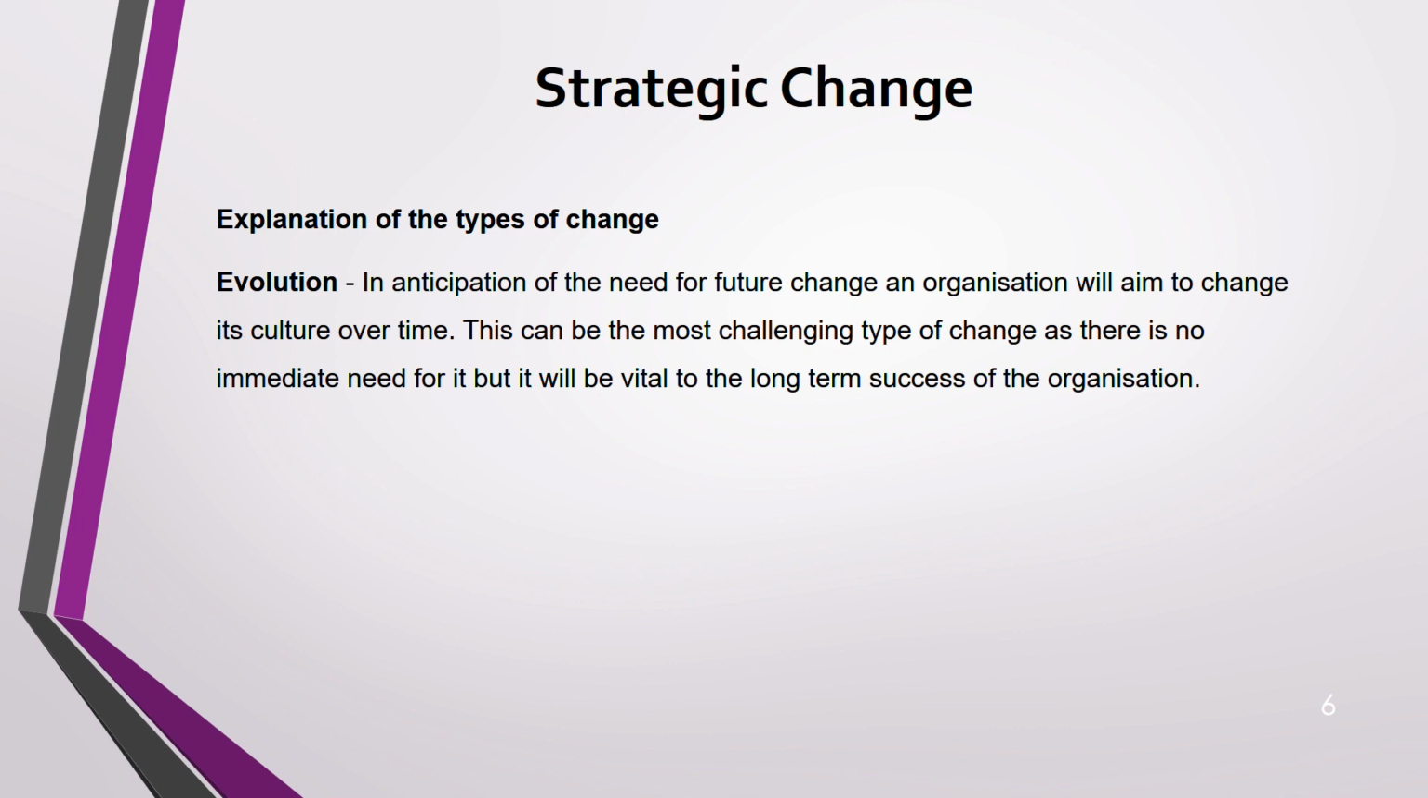Coming to the other two types, evolution. Here what happens? Tell me. What happens in the evolution? It is anticipation of the need for future change. An organization will aim to change its culture over time. Evolution means your culture is changed. So tell me, if your culture is changed, based on the extent, will it be a realignment or transformation? Transformation. And the speed of change, whether it is incremental or big bang.